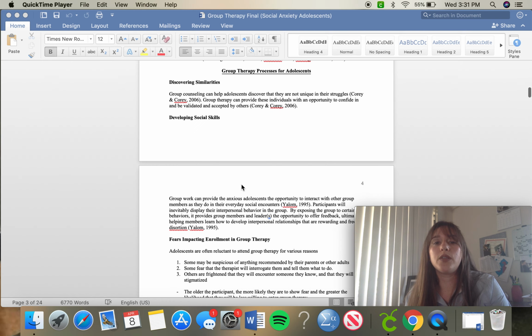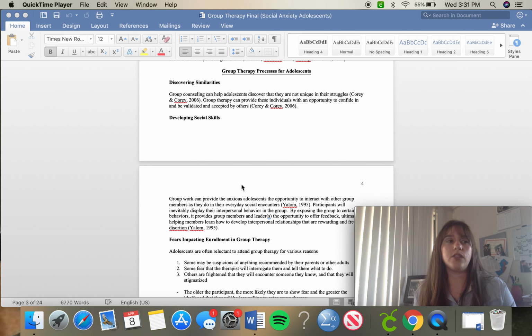So now we're going to move into the group therapy process for adolescents. The first process that we're going to talk about is discovering similarities. Group counseling can help these adolescents discover that they're not unique in their struggles, and that other individuals are experiencing the same type of things that they're experiencing.